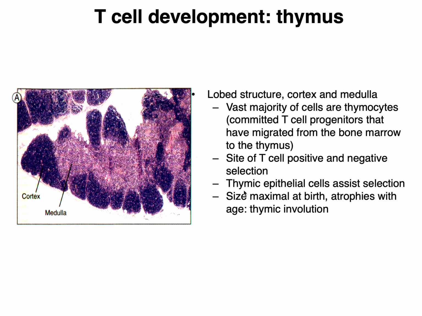One interesting thing to note about the thymus is that its size is maximal at birth and it atrophies with age. This is a process called thymic involution. And by the time you're in your 30s or 40s, your thymus is essentially gone.